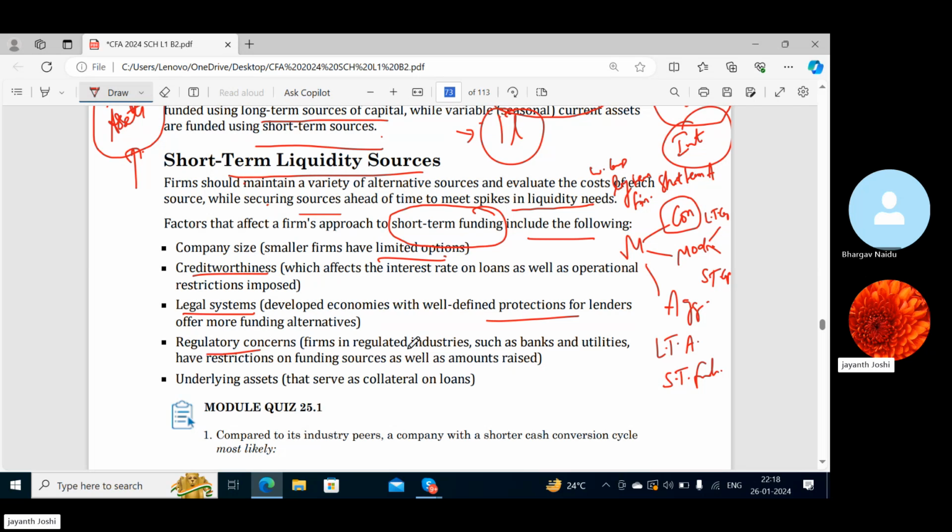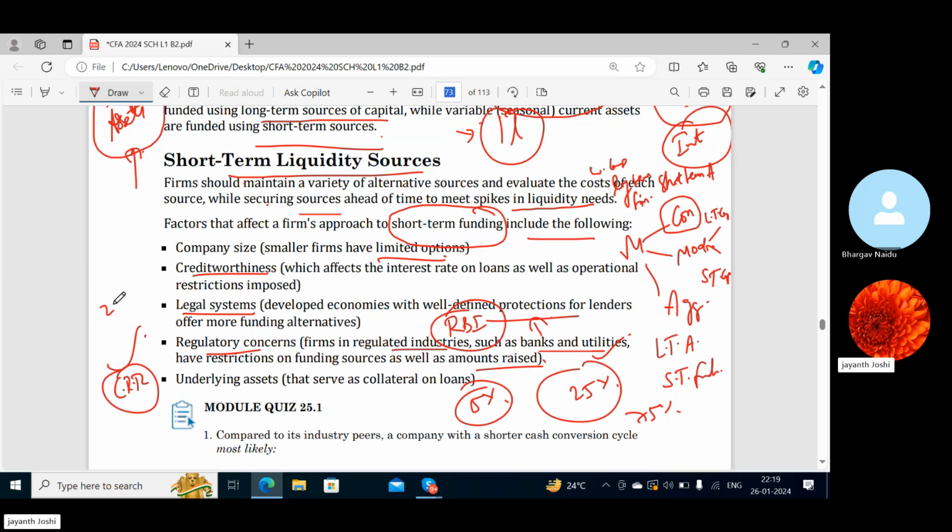Regulatory concerns: firms in regulated industries such as banks and utilities have restrictions on funding sources as well as amounts raised. So banks in India are regulated by RBI. They have certain restrictions on how much they should take, or how much cash reserve ratio they should always maintain. Banks cannot give 100% funding, right? If you want to approach for a home loan, you should have a 25% down payment and 75% funding. In Europe and other countries, only a 5% down payment is okay. And banks should always maintain a cash reserve ratio. That's what regulators say to them.